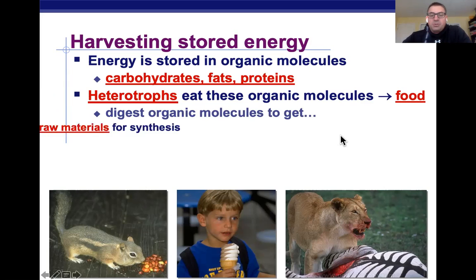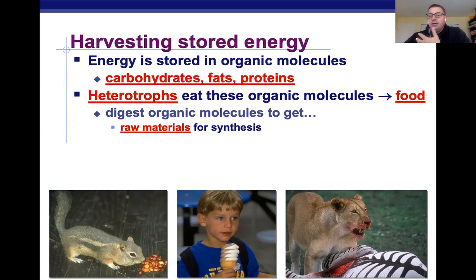And then we digest those organic molecules in order to get the raw materials we need for synthesizing our own molecules. When we eat, say, a burger, that's cow protein that we're eating. Our body will digest those cow proteins into individual amino acids that we then use to make our own human proteins, which are different than cow proteins.